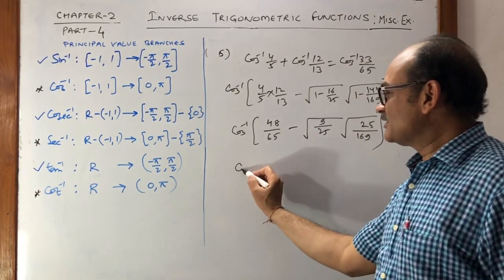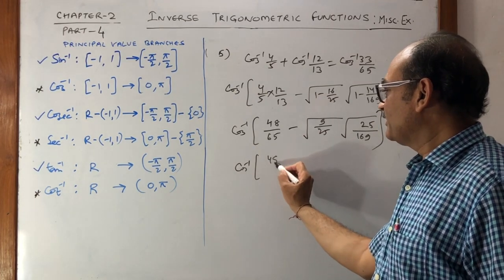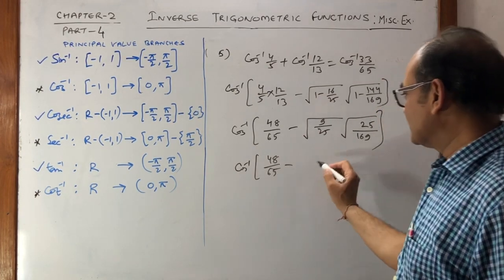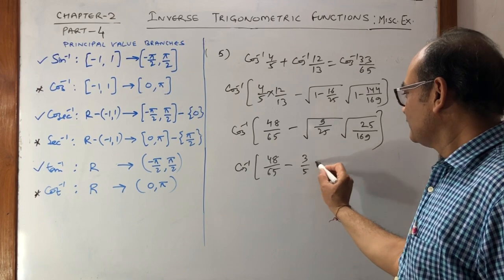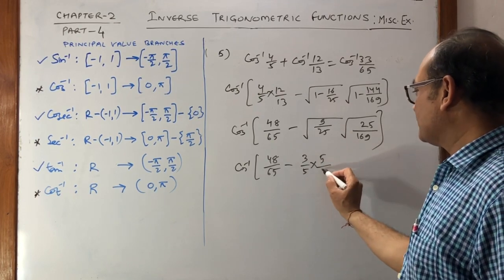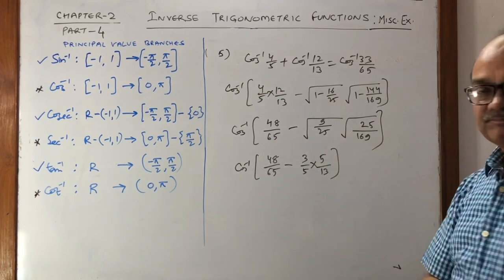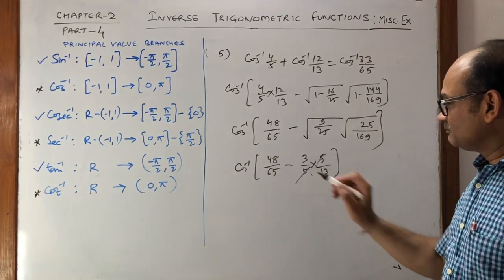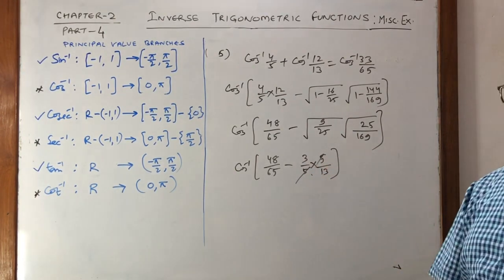Now cos inverse 48 by 65 minus, this will be 3 by 5 into this will be 5 by 13. 5 and 5 cancel out. This is nothing but 3 by 13.